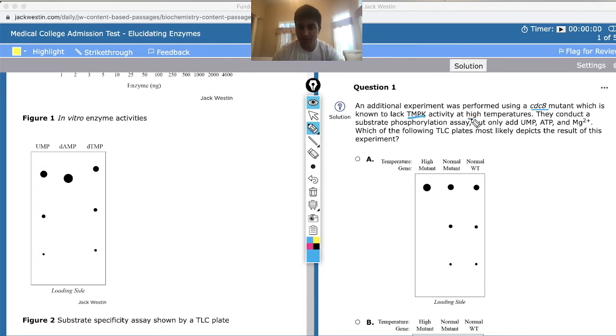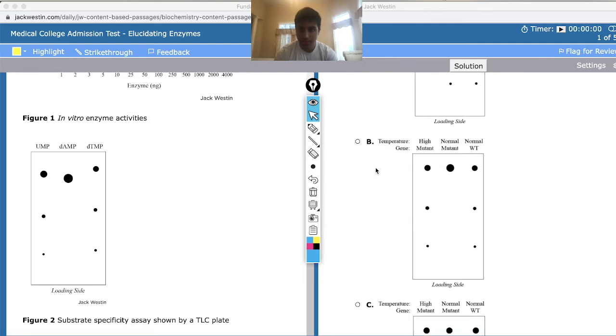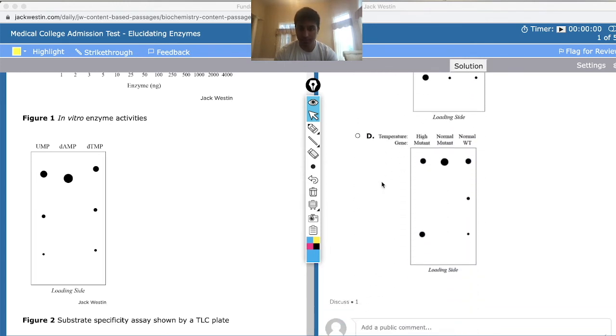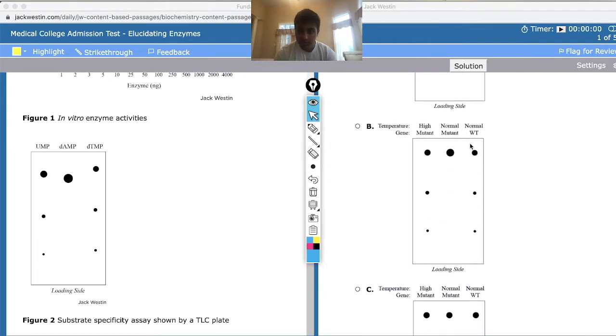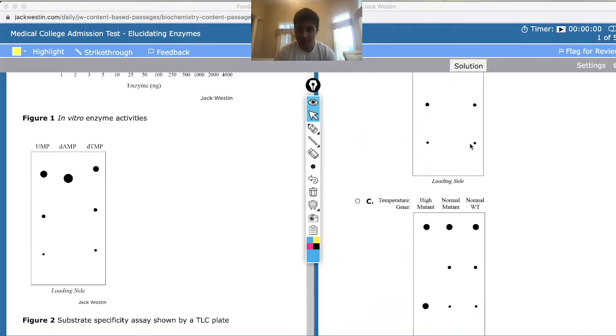So only at high temperatures. At normal temperatures, our mutant is still going to work normally. So the figure should look just like the normal wild type. It should be the same for the normal mutant and normal wild type. So let's go through and look at which options match that. Okay, so off the bat, we can eliminate A. Oh, no, we can't. We can eliminate B and we can eliminate D because we know our normal mutant and normal wild type are the exact same, because only at high temperatures do the mutant and the wild type differ. So we know that it either has to be A or C.